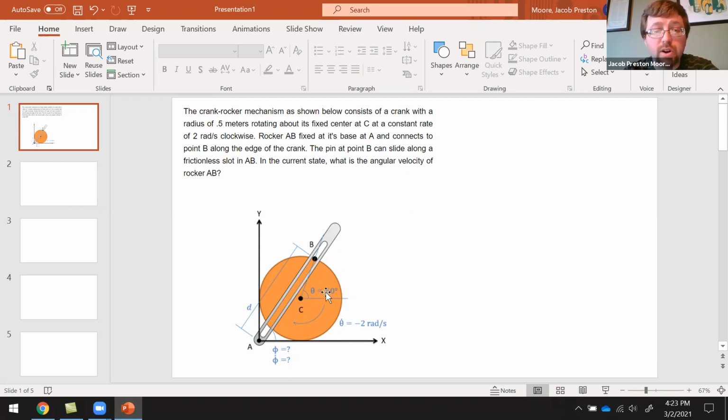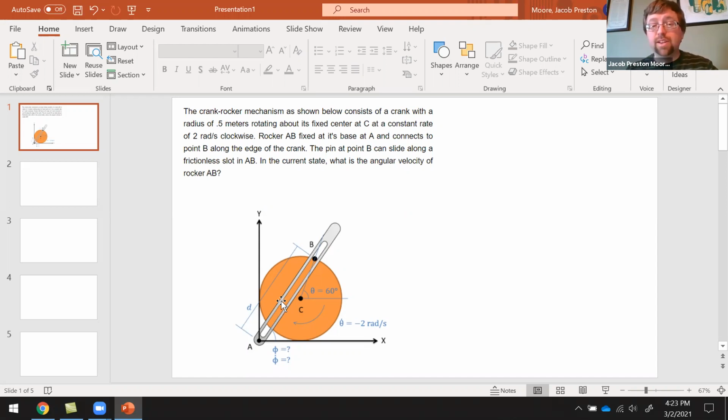All right, so currently theta, the angle of CB, is at 60 degrees. Theta dot is constantly rotating at -2 radians per second, so it's clockwise 2 radians per second. I want to know what is the current angle of phi, the angle of AB, and at what rate phi is changing. So phi dot, this piece here. That's what I want to know. I'm going to need to do some geometry for the first part, and then for the velocity, I'm going to need to do some relative motion analysis.